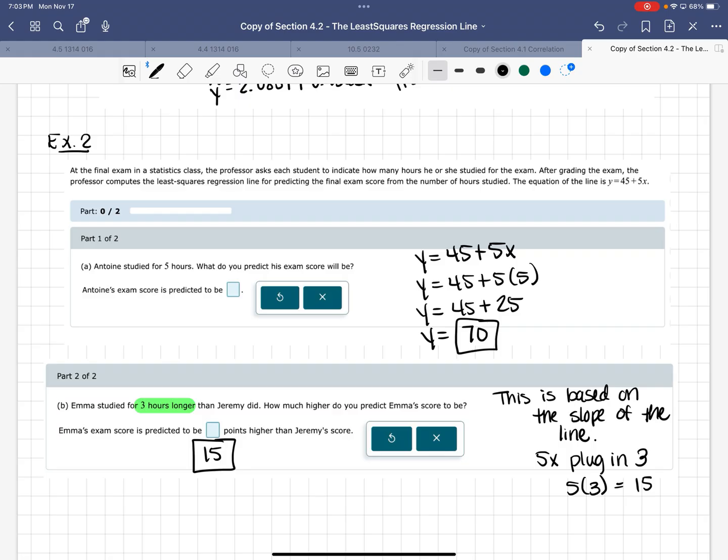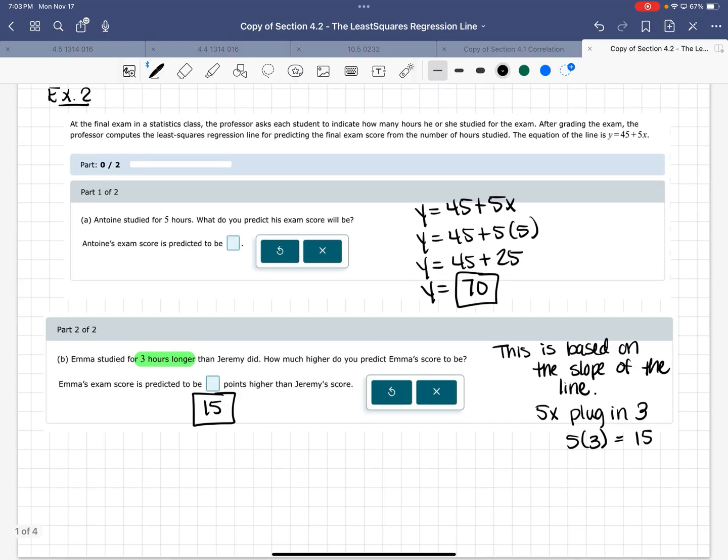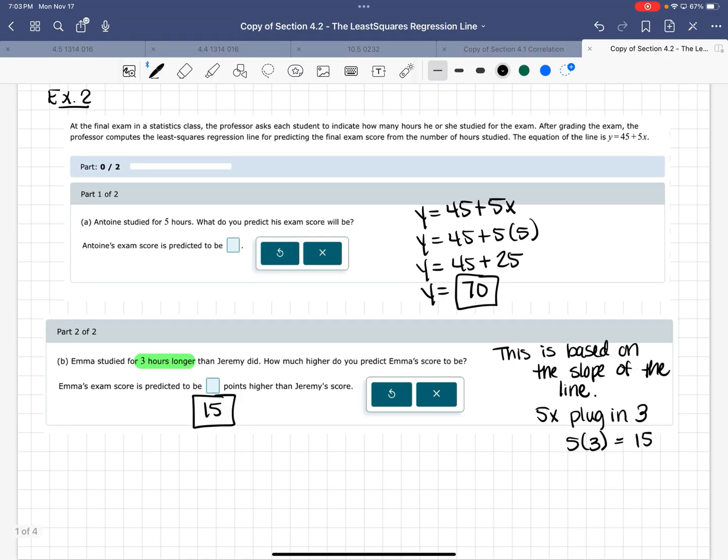Okay? Now, that's kind of vague and kind of construed. I know that you all can pick out the part with the X and plug it in and you get it, but you don't really know why. So let's say that Jeremy, and so I'll prove it to you here. Let's say that Jeremy studied 2 hours, okay? That means that Emma studied how many? If she studied 3 more, how many did she study? She studied 5 hours, okay?